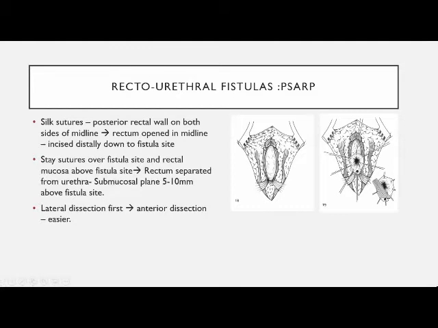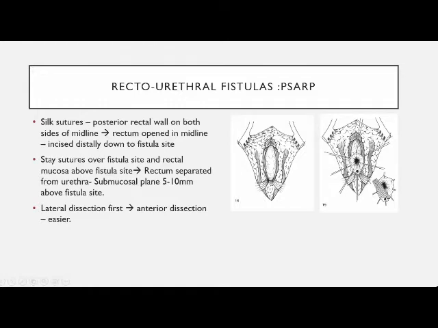Silk sutures are placed on either side of the rectal wall, on either side of the midline, and the rectum is opened in the midline, and then it is incised downwards towards the fistula site, distally. Silk sutures are taken over the fistula site, and rectal mucosa is dissected above the fistula site. The rectum is separated from the urethra.